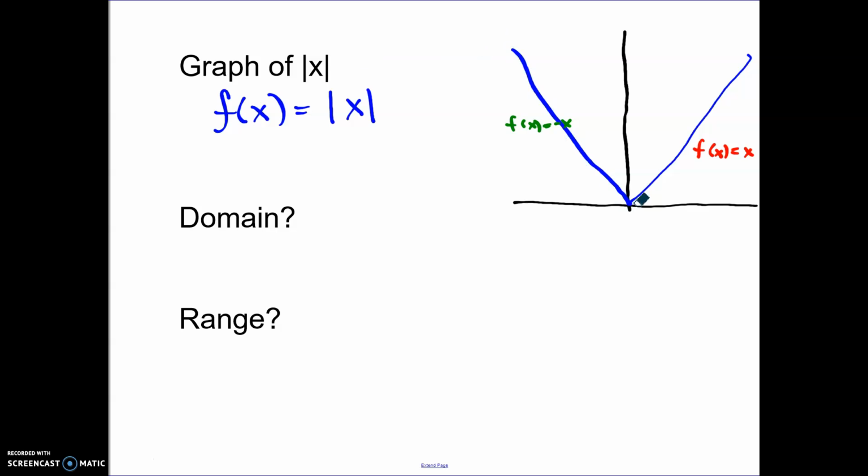So for the negative domain, where x is negative, there's a negative slope. The absolute value is decreasing. At 0, the behavior of the function changes, and for the positive domain, it has a positive slope. It's increasing.